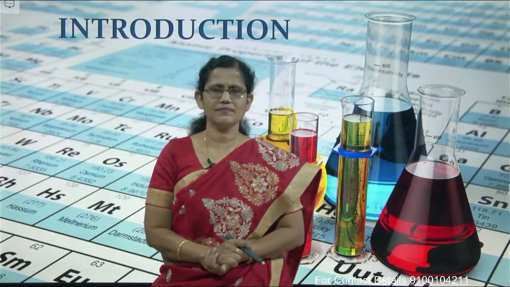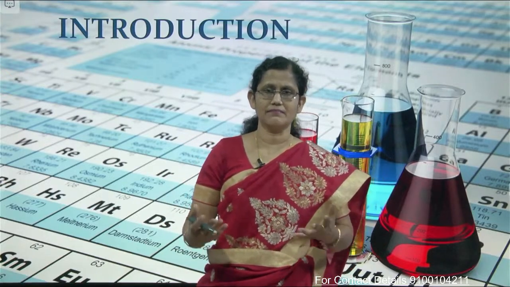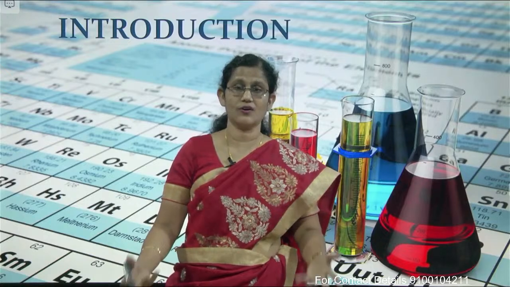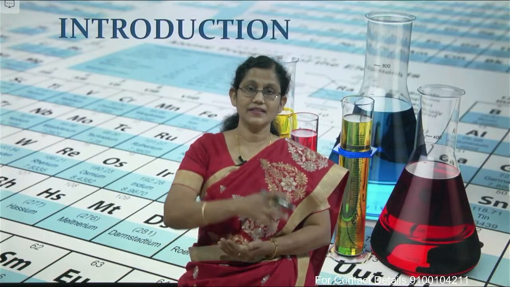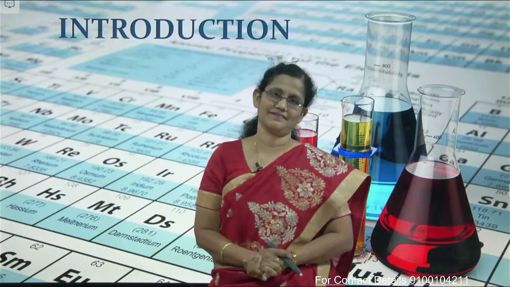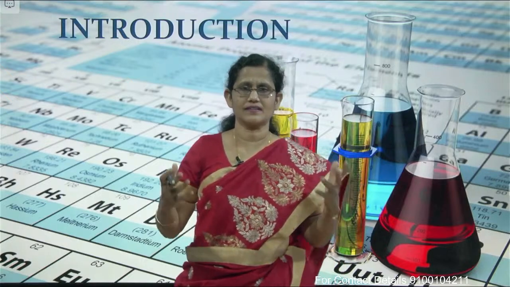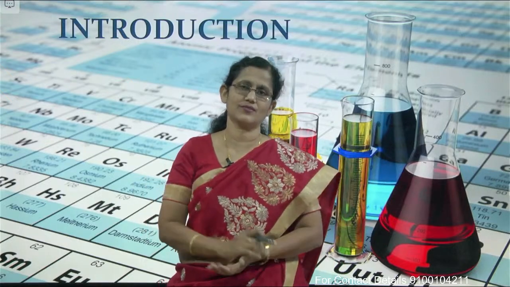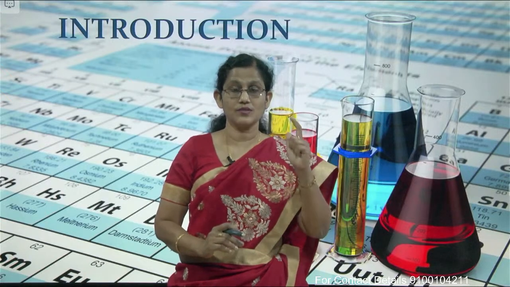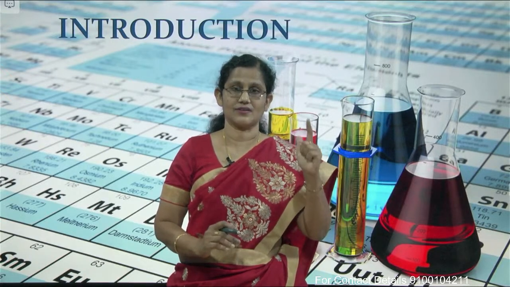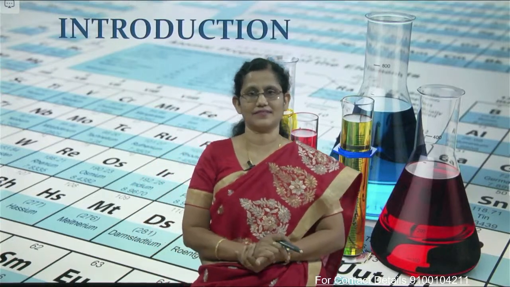What is the most abundant element in the earth's crust? Oxygen. Most of the metals are available as oxides. What is the most abundant element in the universe? Hydrogen. Whenever you go to Saturn, Jupiter, Sun, stars, everywhere hydrogen. So, most abundant element in the atmosphere, nitrogen; in the earth's crust, oxygen; in the universe, hydrogen, right.